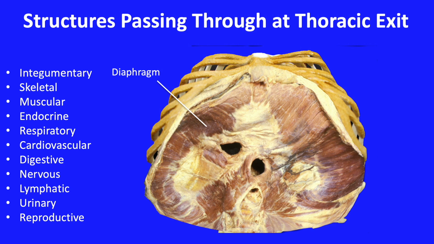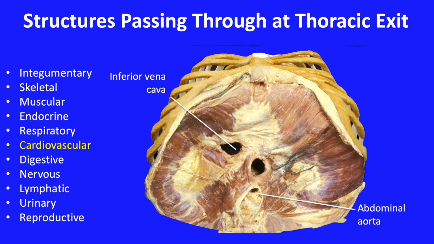We can now repeat the same exercise at the level of the thoracic exit, although realize that these structures will be traversing the muscular diaphragm. And I think it is clear that there are 3 openings in the diaphragm. With respect to the cardiovascular system, there is an opening for the inferior vena cava in the diaphragm. There is also an opening for the aorta.